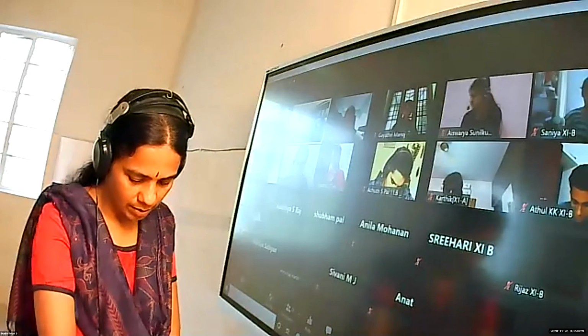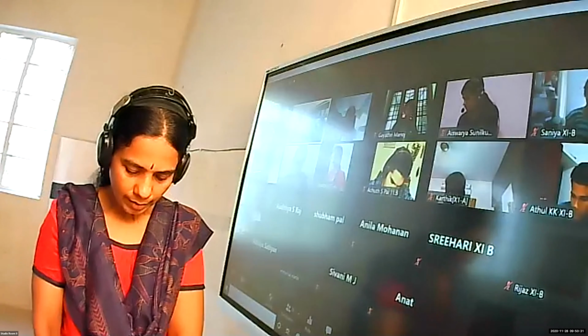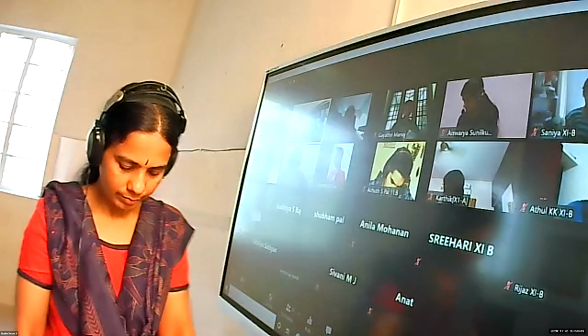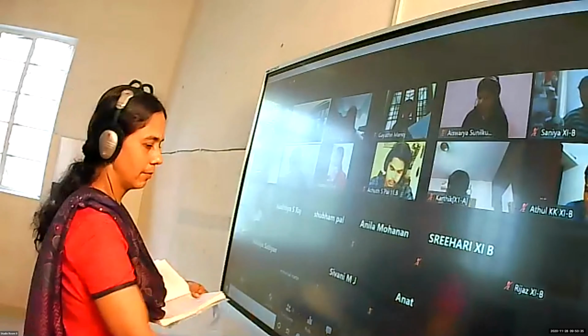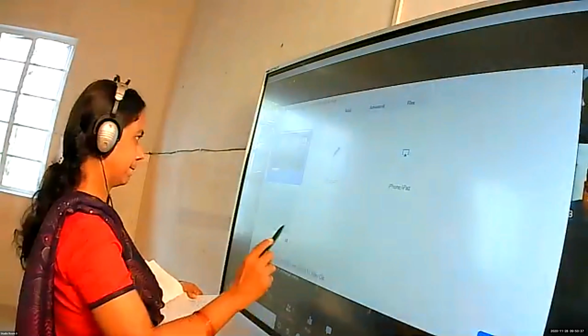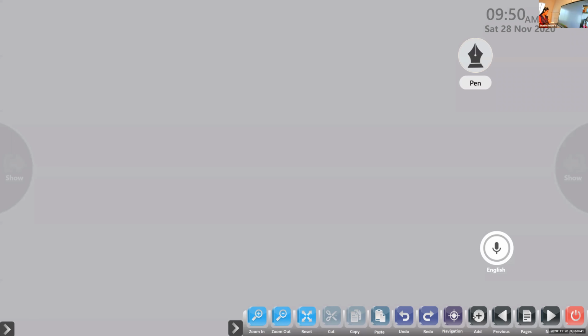Now write the question. Two dice are thrown. A, B, C are events defined as follows.